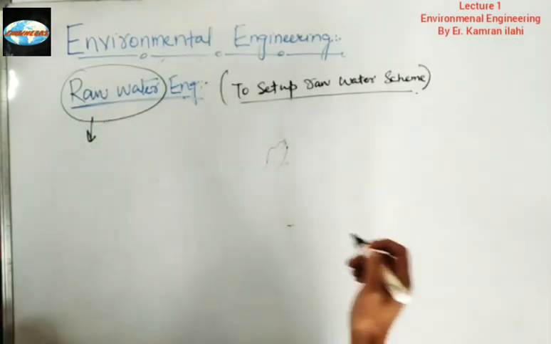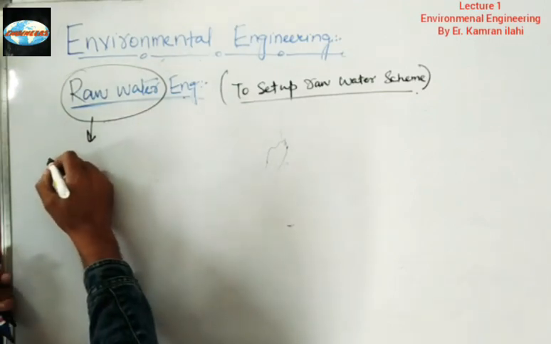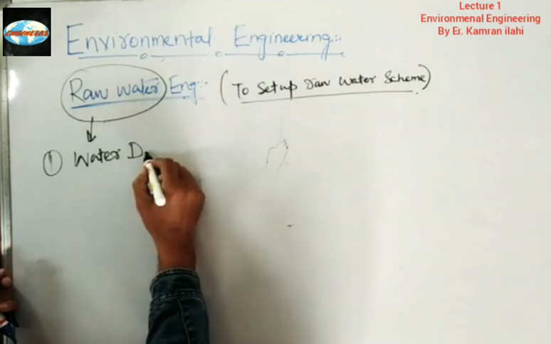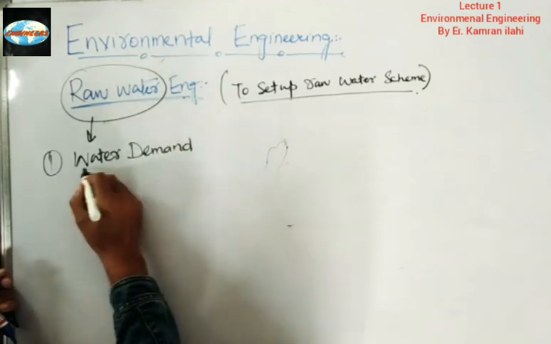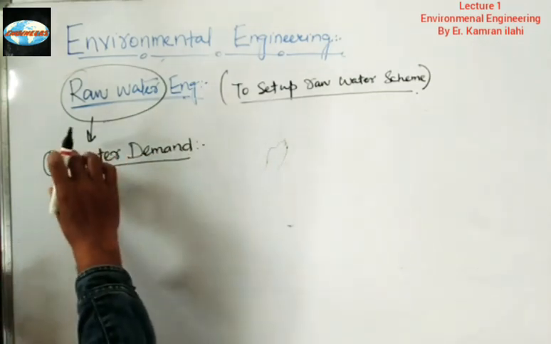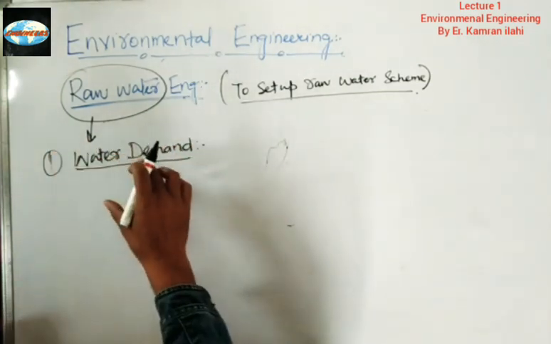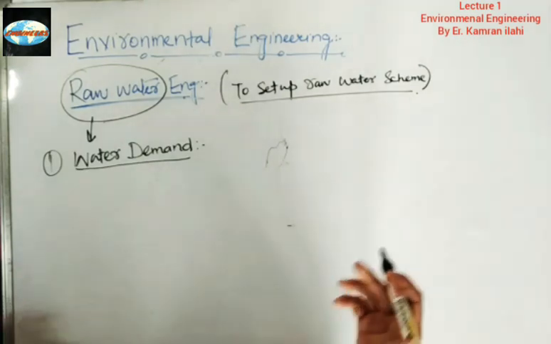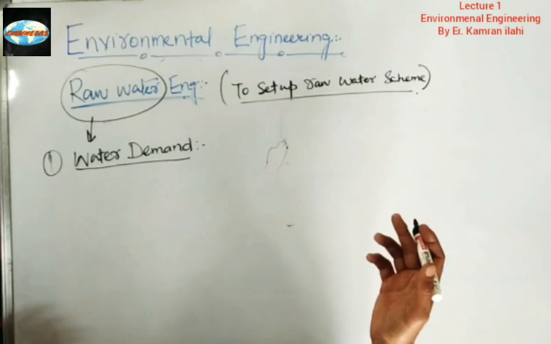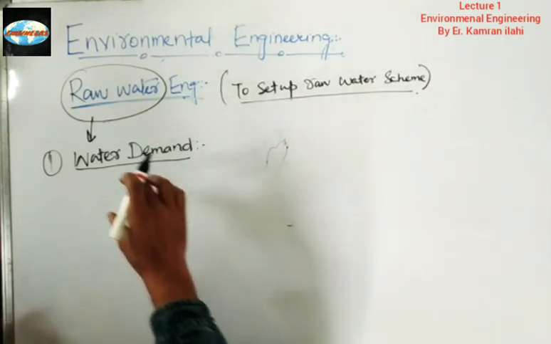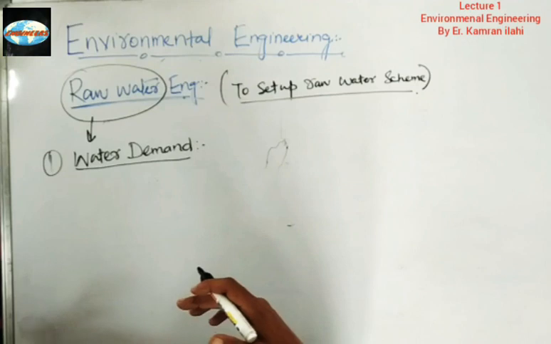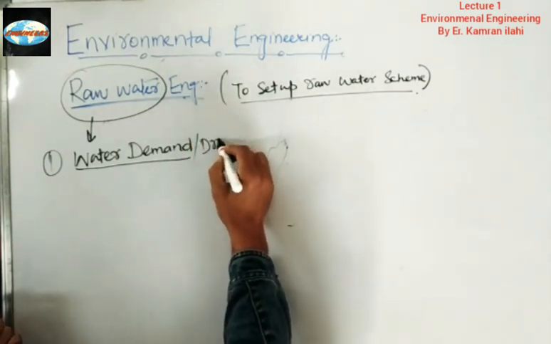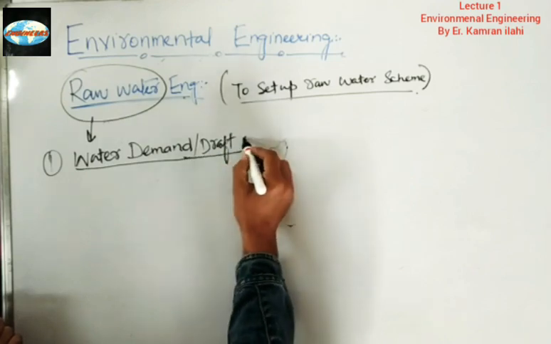Okay, and now let me start from here. Water demand. Now, as the term itself mentions, what is water demand? Water demand is simply the amount of water required by the community. Now when we study water demand, we have different demands, we have different drafts. We can say demand or draft. These are one and the same term.